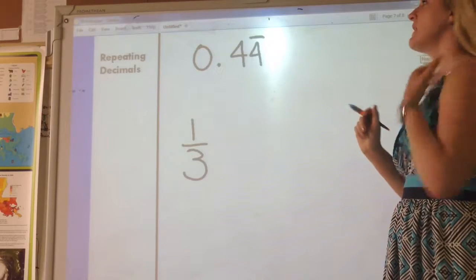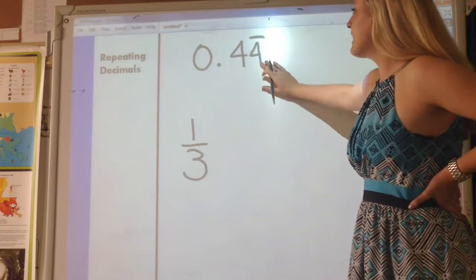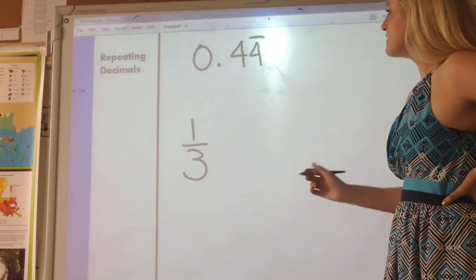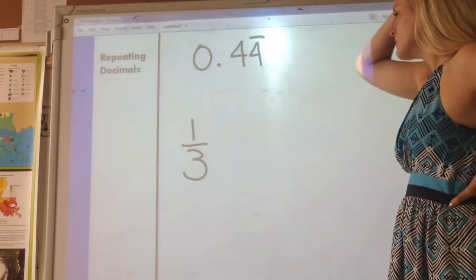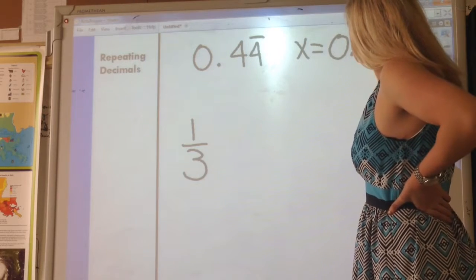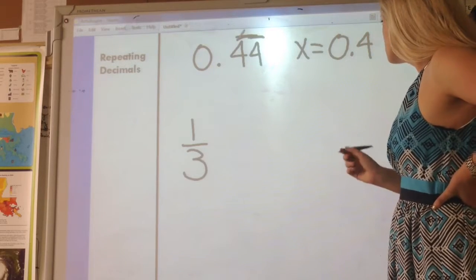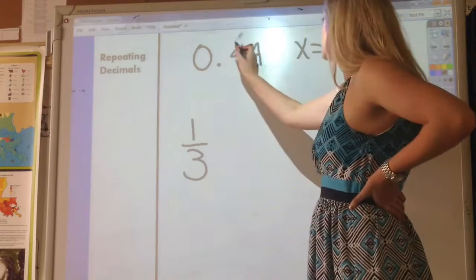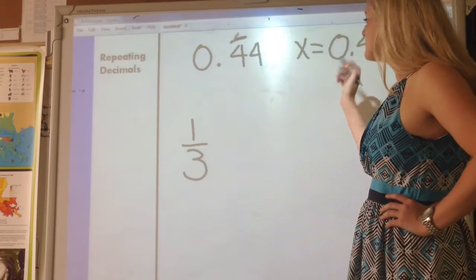All right, repeating decimals. If I want to turn 0.44 repeating into a fraction, I know that the first thing I have to do is identify which numbers are repeating. In this case, I see it's the 4. So I can go ahead and set x equal to 0.4 repeating. And actually, this bar should just be across the first number. It goes on forever.